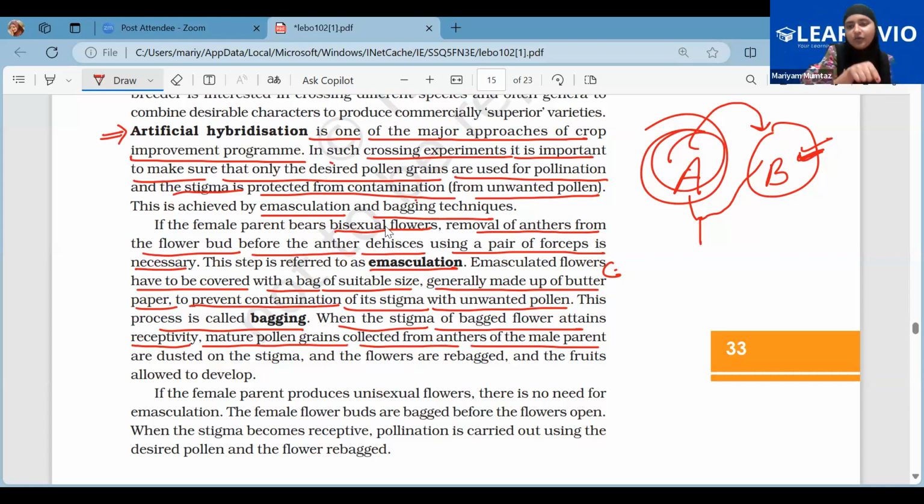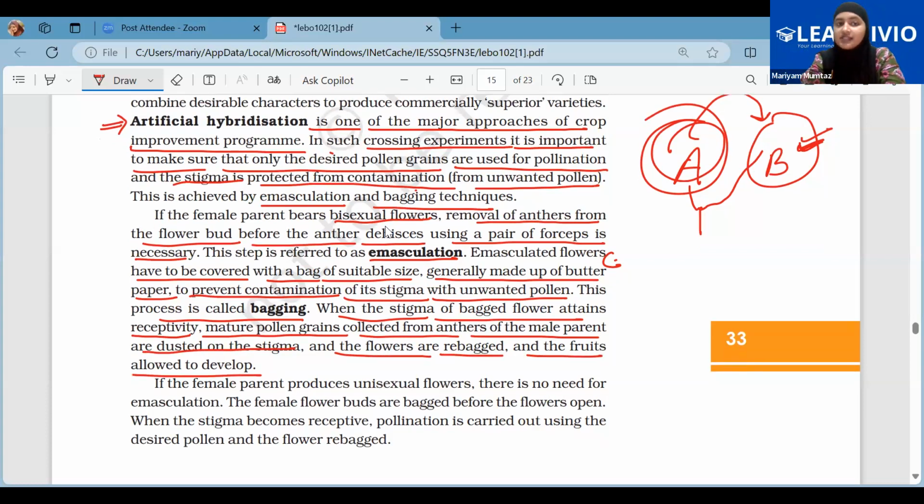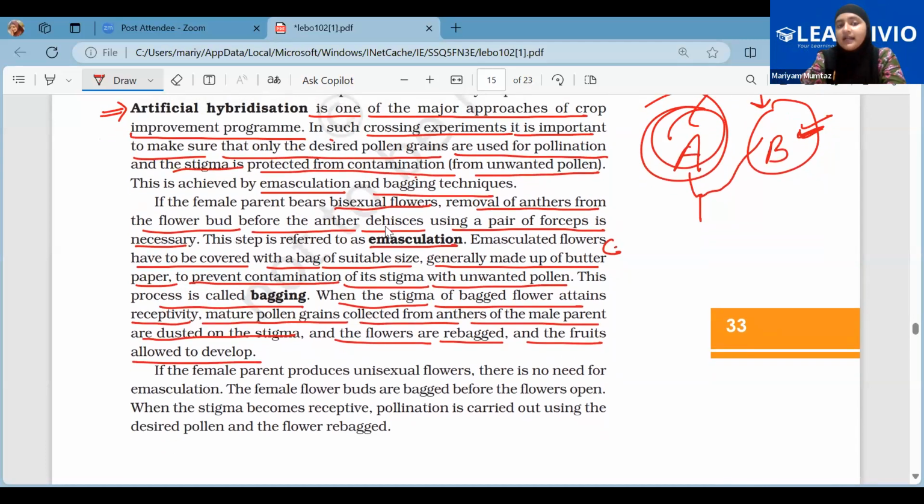Now we take that brush and put it on the stigma. So the pollen is dusted on the stigma, and then the flowers are rebagged and the fruits are allowed to develop. Meaning we are doing the process of pollination. So this is artificial hybridization. Artificial, why? Because we are involved. It's not a naturally occurring process.